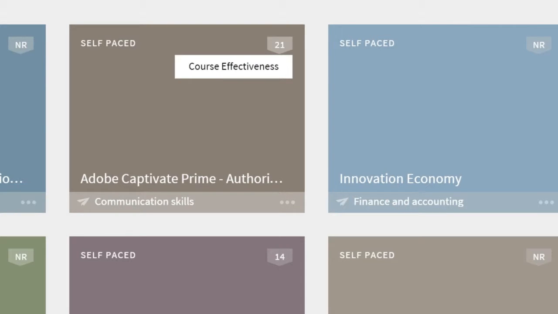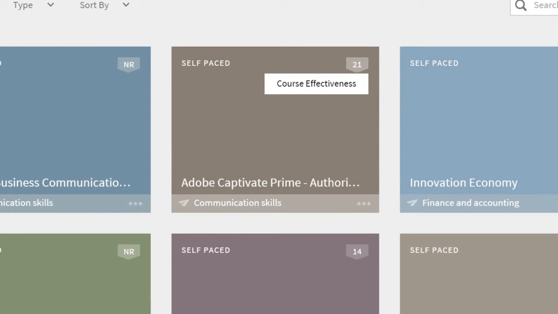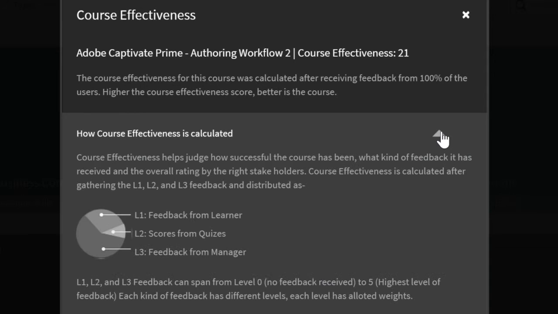But the learning effectiveness, or the course effectiveness, is given as a rating for each of the courses that have been taken by various learners. If I click on the learning effectiveness rating, I'm actually able to open it up and get information about how learning effectiveness is evaluated. You may find yourself wondering, well, what is L1, L2, and L3 feedback, as you consider the pie chart that shows the feedback from learner is a portion of this calculation.